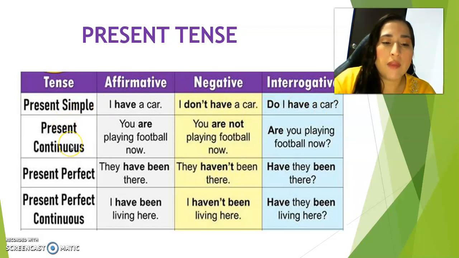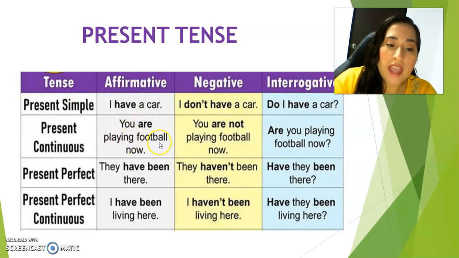Present continuous. In present continuous, we use the verb to be and another verb with ing form. You are playing football now. At this moment, you are playing football now. You are not playing football now. Are you playing football now?